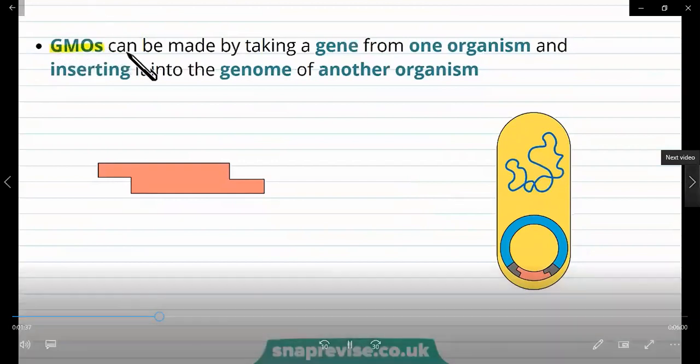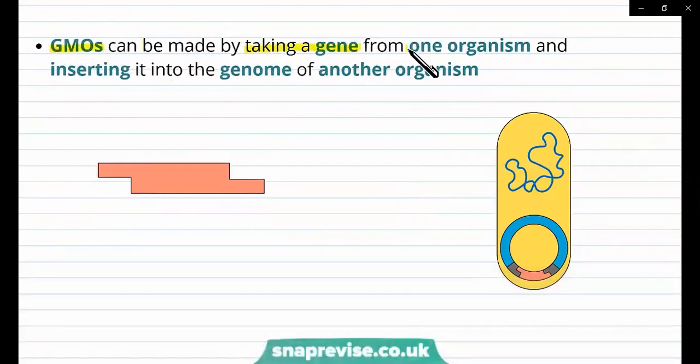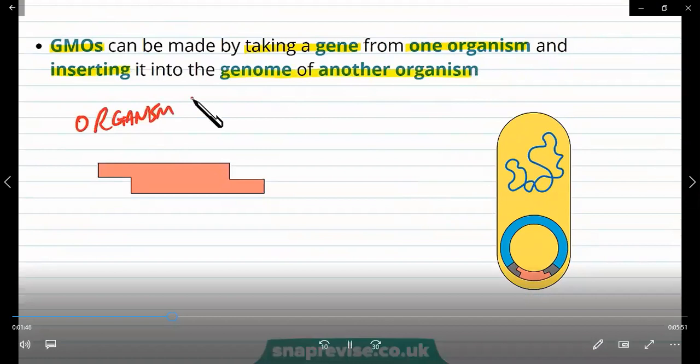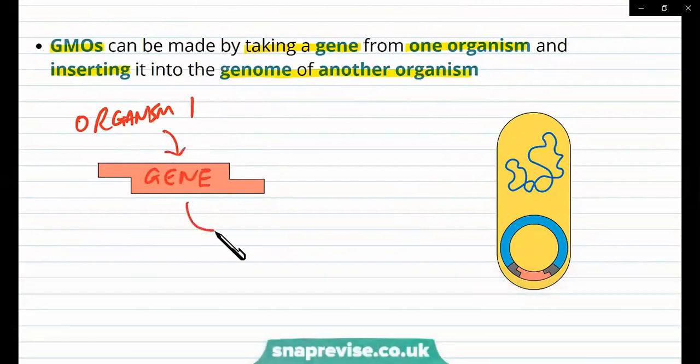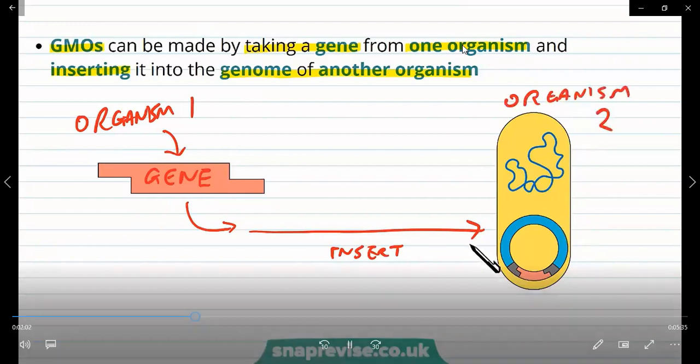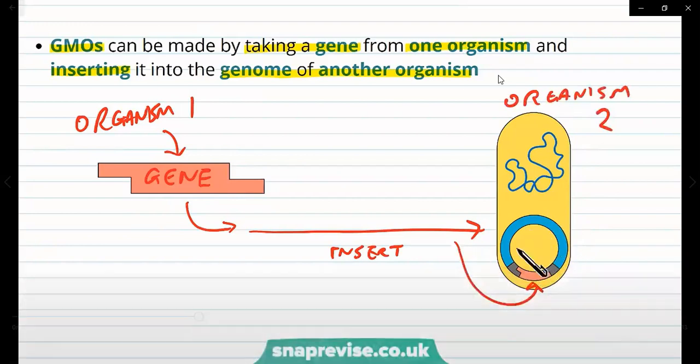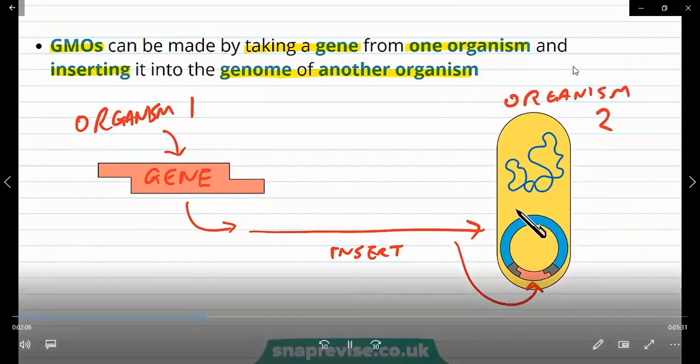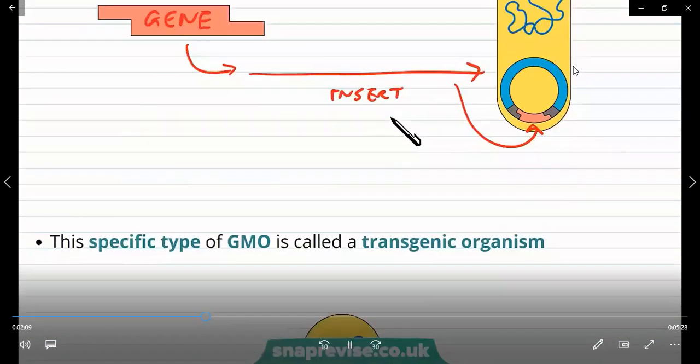The genetically modified organisms can be made by taking a gene from one organism and inserting it into the genome of another organism. So for example, organism 1 may have a gene which is desirable for a particular product. So for example, this might come from humans or a particular animal. And then what we do is we insert this gene into organism 2, which is often a different species, for example, a bacterium. And you can see we can insert the gene into the bacteria's genome, and then this bacteria has now become genetically modified.